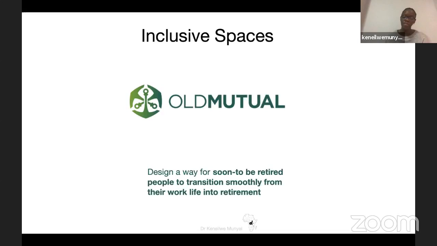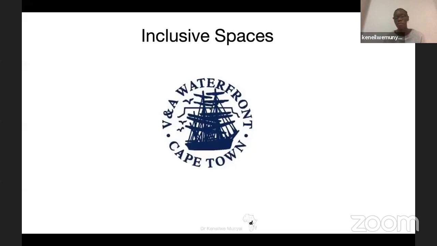And then, of course, another example is working with the V&A around inclusive spaces. When they approached me with this project, their thinking was around how do we design an inclusive space so that we can get even more people coming into the space. And through research, we realized that actually people don't have a problem with coming into the space.